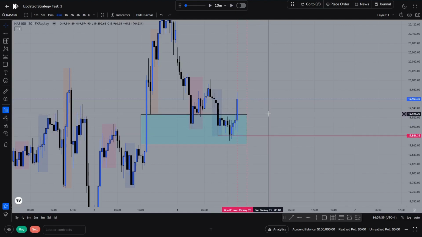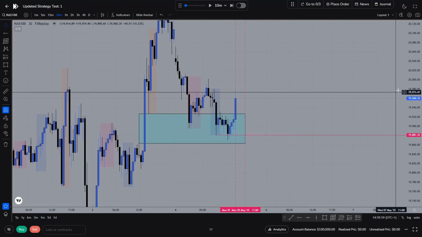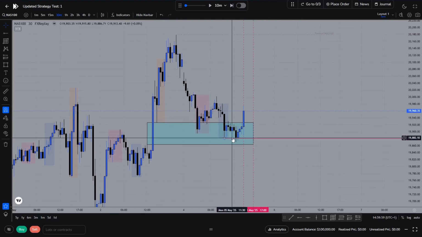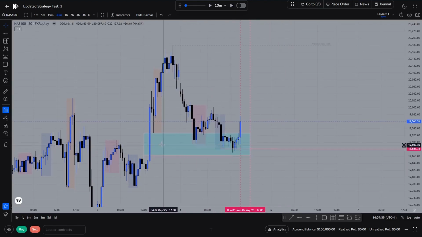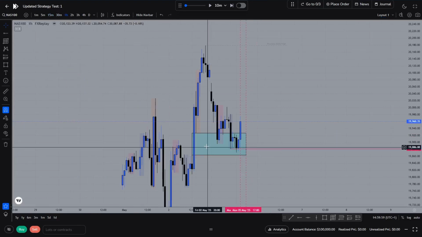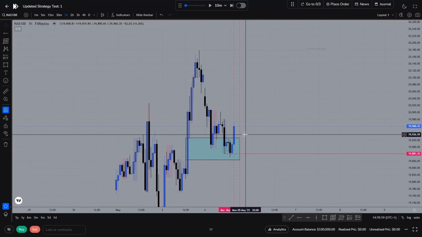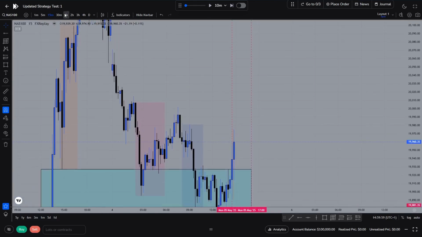Maybe I have to rewatch the video I learned from and then look at my notes as well. I don't know. Because we made a low, we made a high. Does that count? I don't know. Nevertheless, inside this 1 hour FVG, we had liquidity sweep, strong push up, and then something on the 15 minute.